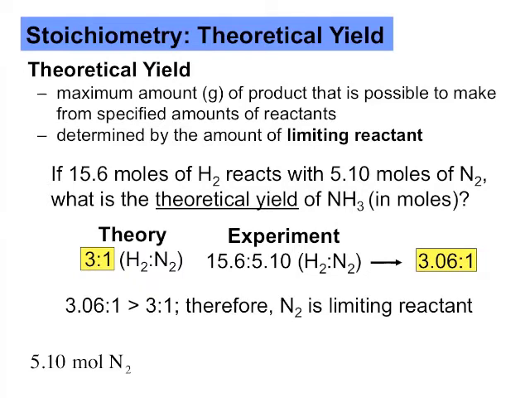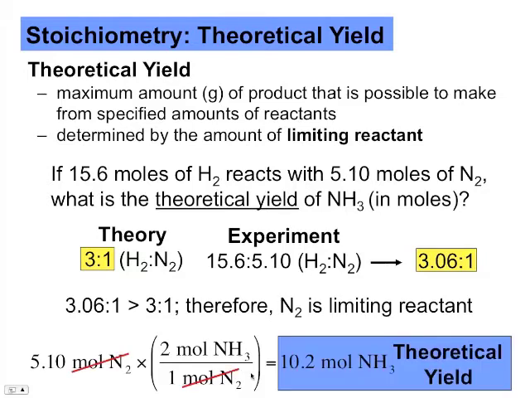It's giving you the mole-to-mole conversion ratio. 2 moles of ammonia are formed for every mole of nitrogen consumed. So we write it in this way, so moles of nitrogen cancels, and we get 10.2 moles of ammonia as our theoretical yield. Often the theoretical yield is reported in mass of product, so in that case you would need to multiply in a second step here by the molar mass of the product.